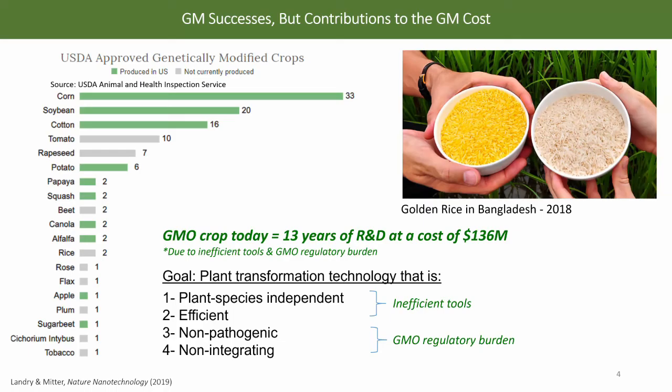So part of what my lab works on is in developing nanoscale tools that are able to efficiently deliver DNA, RNA, and hopefully in the future proteins as well in an efficient manner, in an abiotic manner that would be plant species independent and ideally tissue independent as well. And lastly, one that has greater control over the integrating nature of the plasmid. So non-pathogenic and non-integrating with an eye on the regulatory side of things.